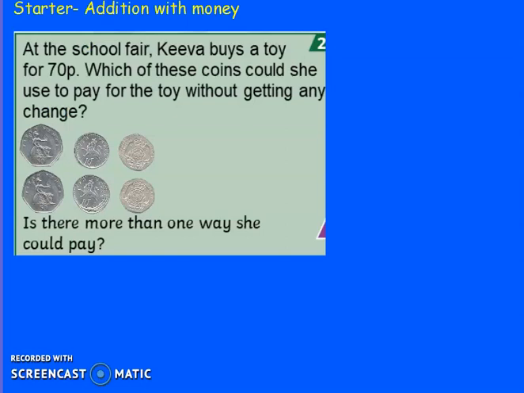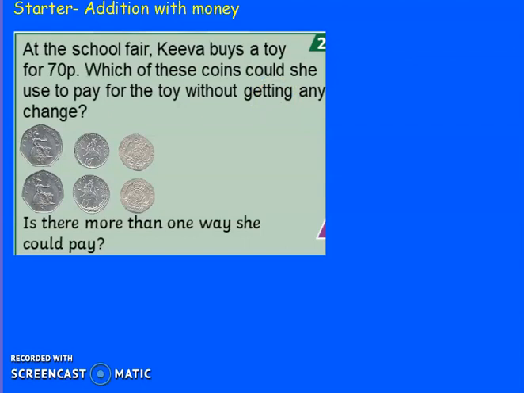We're going to start off with an addition problem including money this morning. Let's read it together and see if you can have a go in your home learning book. Read along with me. At the school fair, Kiva buys a toy for 70p. Which of these coins could she use to pay for the toy without getting any change?